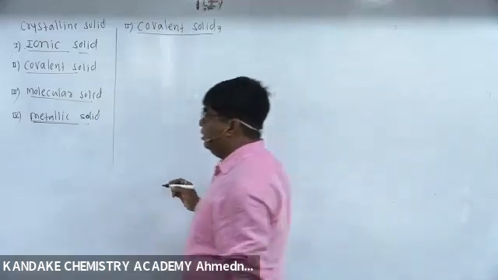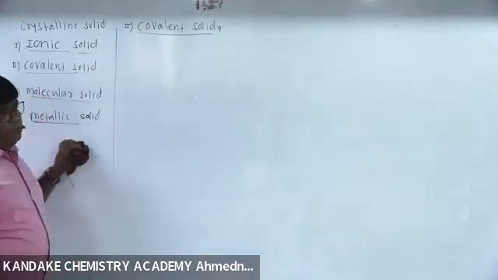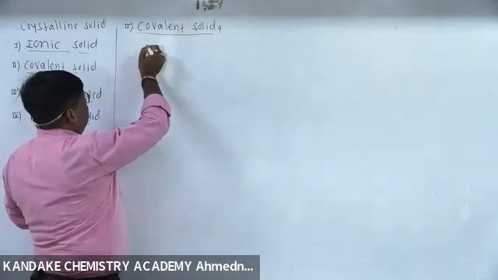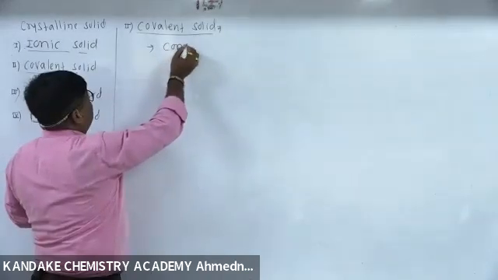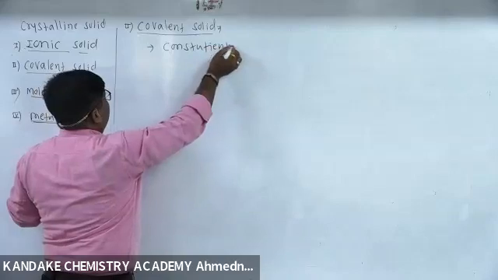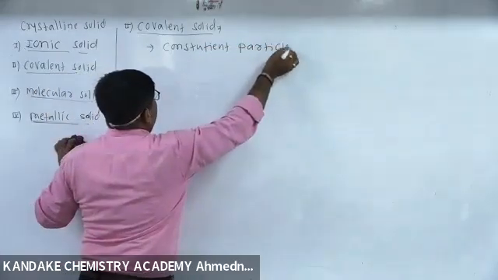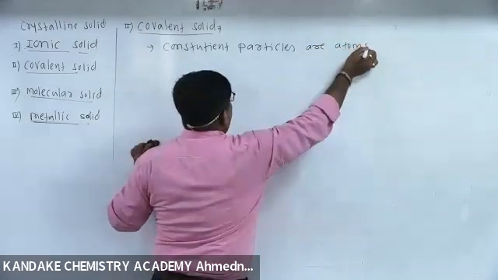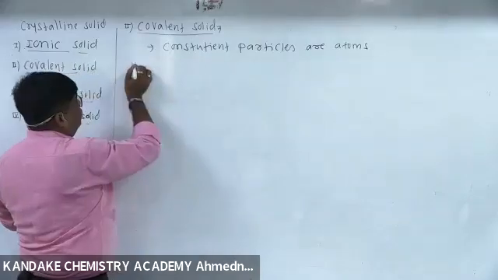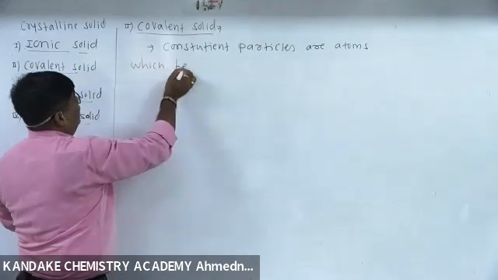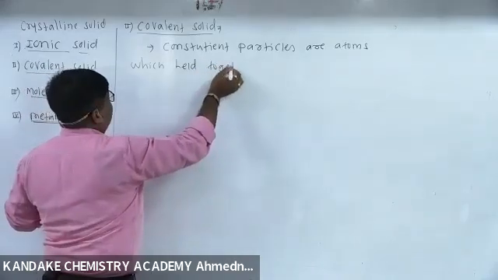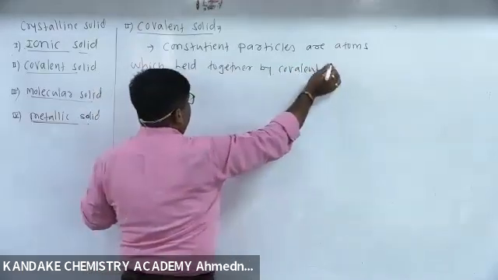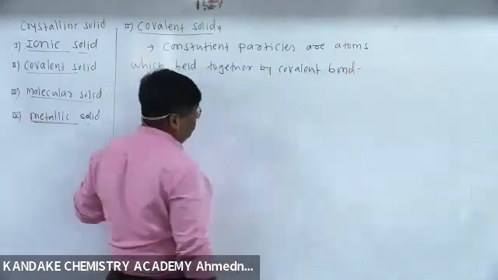Now in case of covalent solid, solid has definite shape and volume. Covalent solid. What are the covalent solids? The solids in which constituent particles are atoms which are held together by covalent bond. And such type of solids are called as the covalent solid.